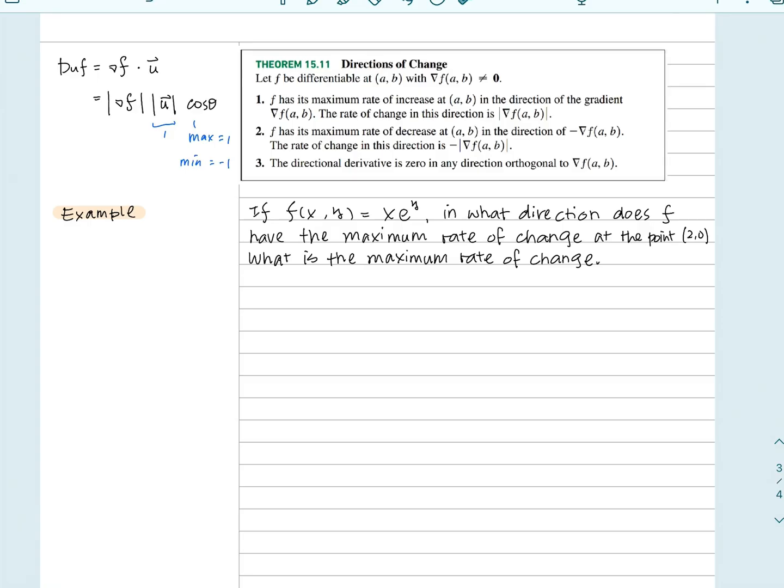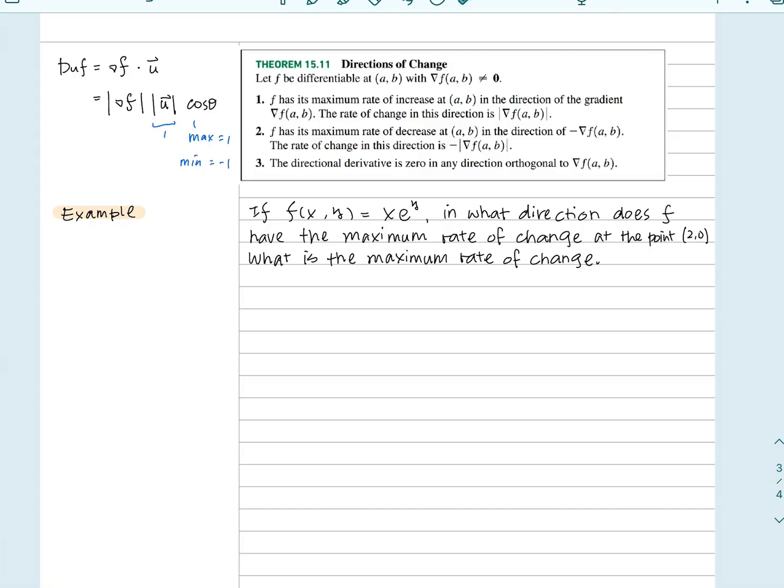So the maximum rate of change is just the magnitude of the gradient vector. So that's the magnitude of del f. Then when cosine has the minimum value, which is negative 1, that's when theta is pi. So then we can get the minimum value. So this is the maximum rate of decrease. So the function decreases in the direction of negative del f. So then the rate of change is negative 1 times the magnitude of del f.